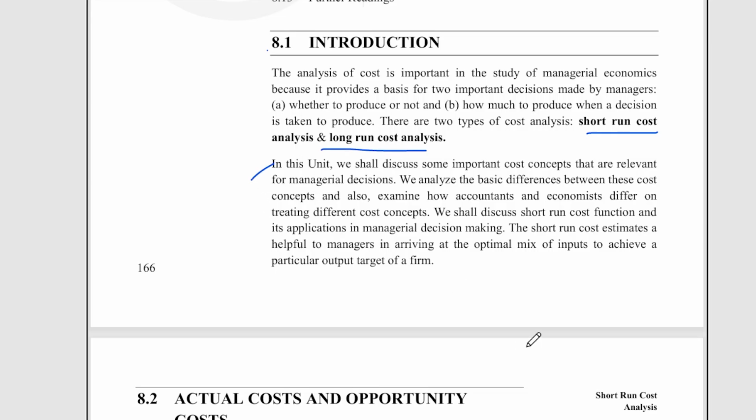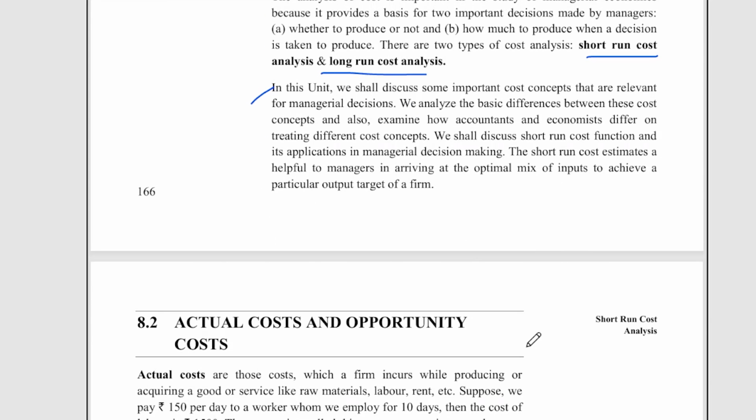Okay, so in this unit, we shall discuss some important cost concepts that are relevant for managerial decisions. We analyze the basic difference between these cost concepts and also examine how accountants and economists differ in treating different cost concepts. We shall discuss the short run cost function and its application in managerial decision making. The short run cost estimate is helpful to managers in arriving at the optimal mix of inputs to achieve a particular output target of a firm.